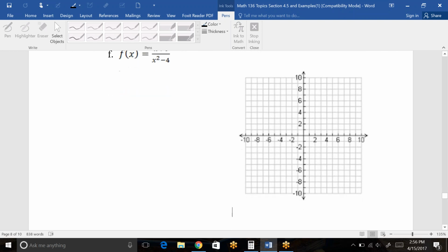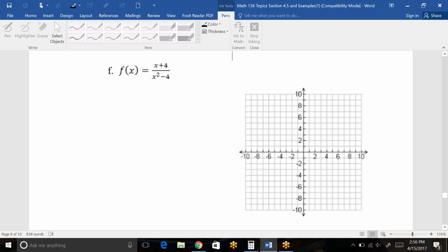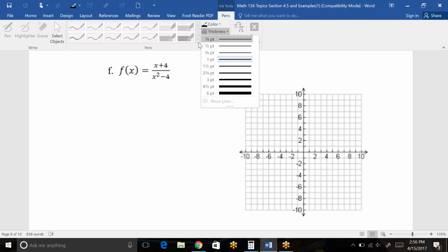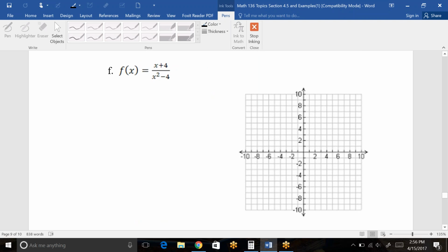All right, so that leaves us with F, and we did G in class, and H, so we only have 2 more of these to talk through. And H is going to be the only one that has an oblique asymptote. I at least wanted to show you what one of those looks like, but let's do F first.